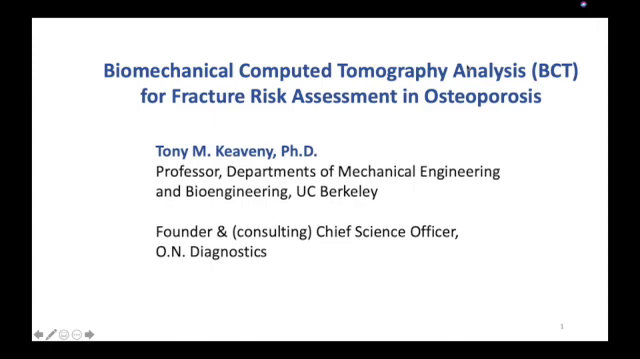Today we have Professor Tony Keaveny here. Dr. Keaveny is a professor in the Department of Mechanical Engineering and Bioengineering at the University of California, Berkeley, and also a co-director of the Berkeley Orthopedics Biomechanics Laboratory, which was established by him in 1993, and is one of the pioneers in the field of orthopedic biomechanics, mechanical behavior of bone, and design of bone implant systems.